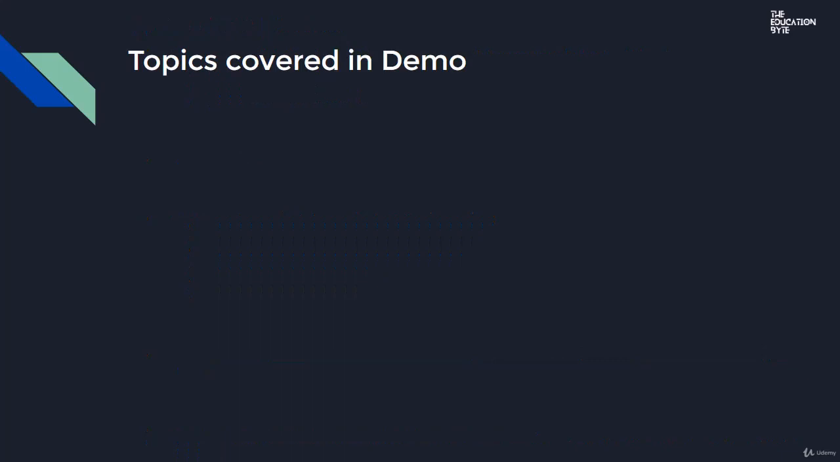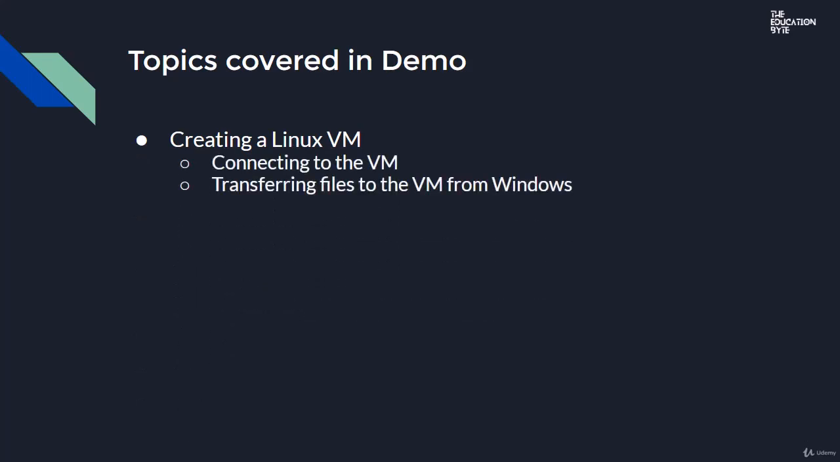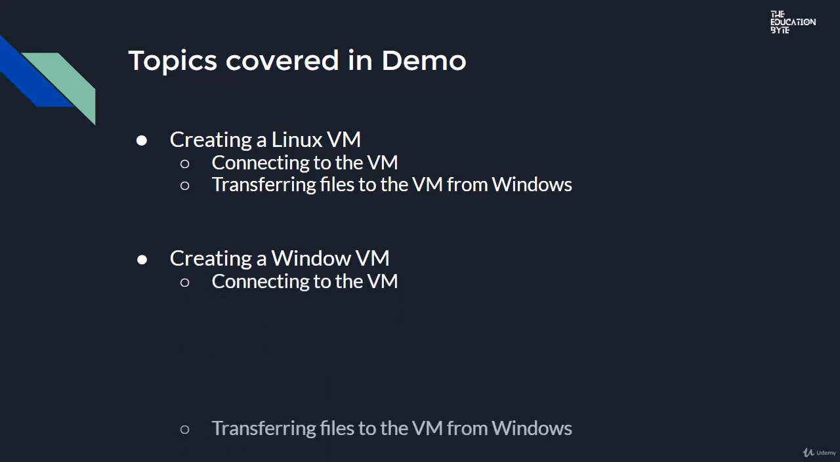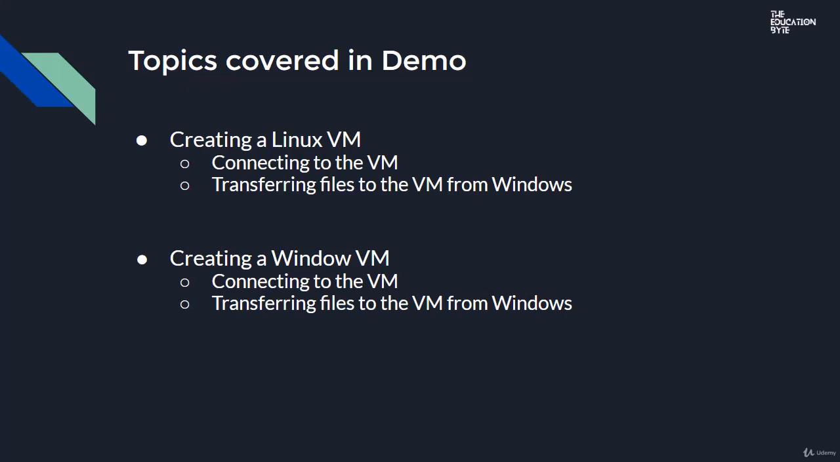So let's take a look at the topics that we are going to cover in the demo. We are going to cover how to create a Linux VM. We'll see how to connect to this VM, and then we'll see how to transfer files to this VM from Windows. I only have a Windows machine, so I can only demonstrate that, but the principles are the same, and you can translate that to Linux or Mac as well if you have one of those OSs running. We'll also see how to create a Windows VM. Similarly, we'll see how to connect to the Windows VM. We'll see how to transfer files to the VM from Windows.